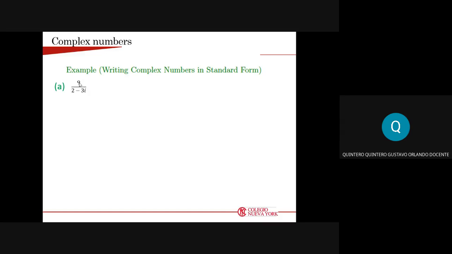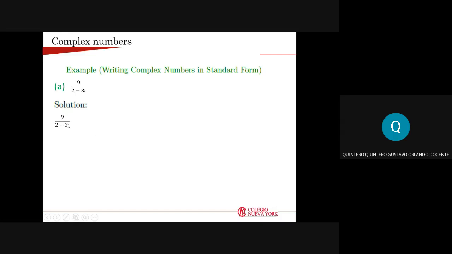Because you cannot see it, but it is there. This is 9 plus 0i. 9 plus 0i. Okay, so it is there. This is a complex number. So what we're doing here is dividing two complex numbers, right? Beautiful. How do we do this? How do we divide two complex numbers?